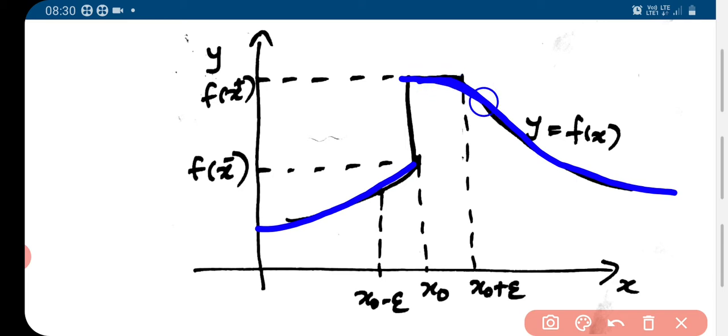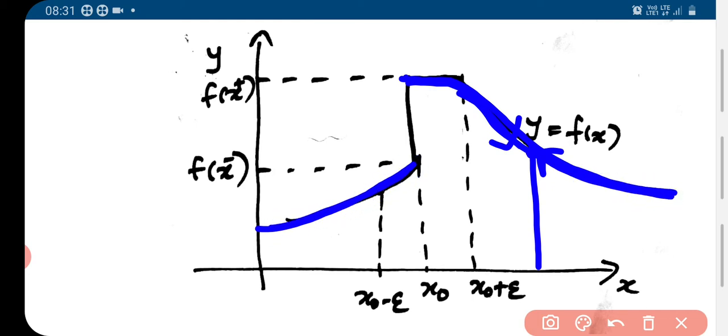At points where it is continuous, the function will be converging to f of x, simply f of x. f of x plus means you are coming to this point from here, and f of x minus means you are coming to this point from here. They converge at the same point for the values of x for which the function is continuous. So at all these points, it is converging to the value of f of x.